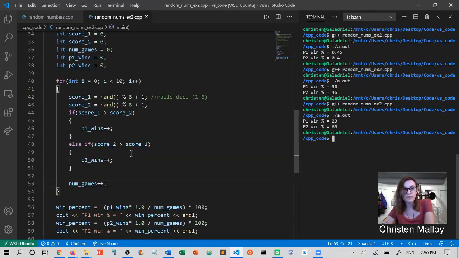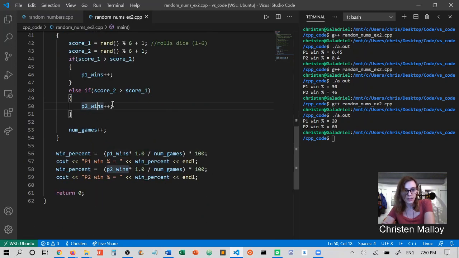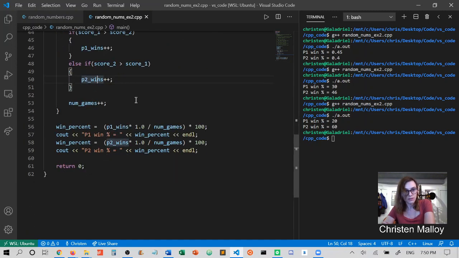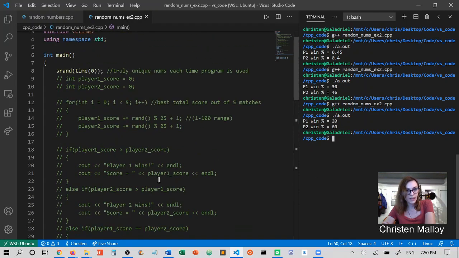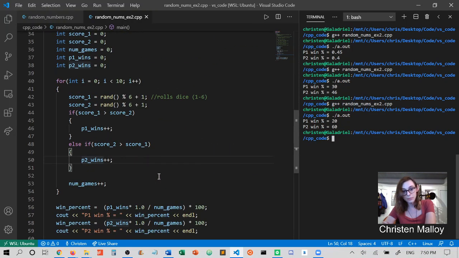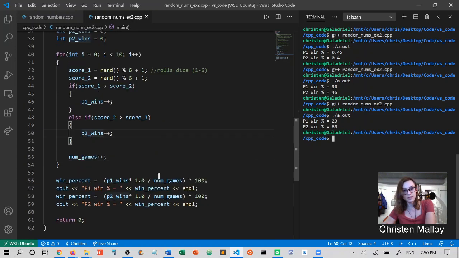And that was just based on the fact that we generated a number for each person, checked to see if that score was greater for that person or the other person, and kept track of a number of games. That's all for generating a win percentage in some kind of a game style environment.